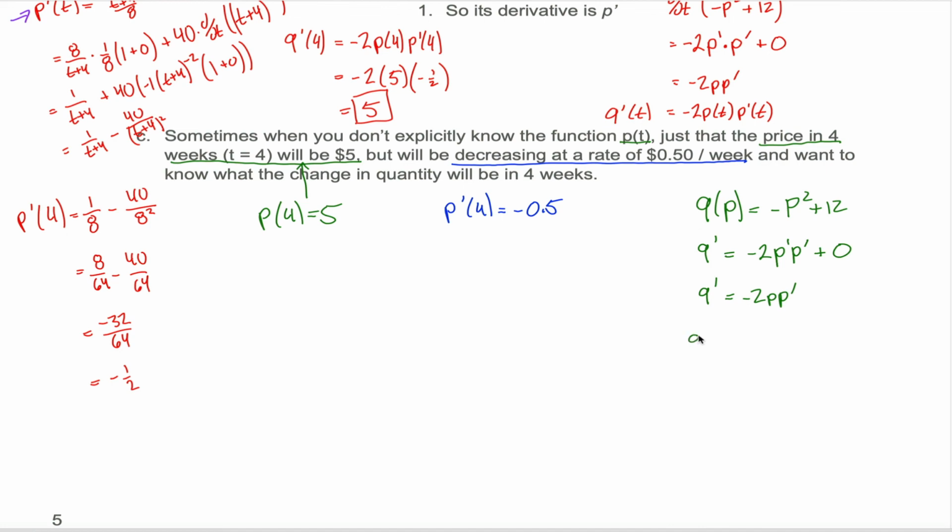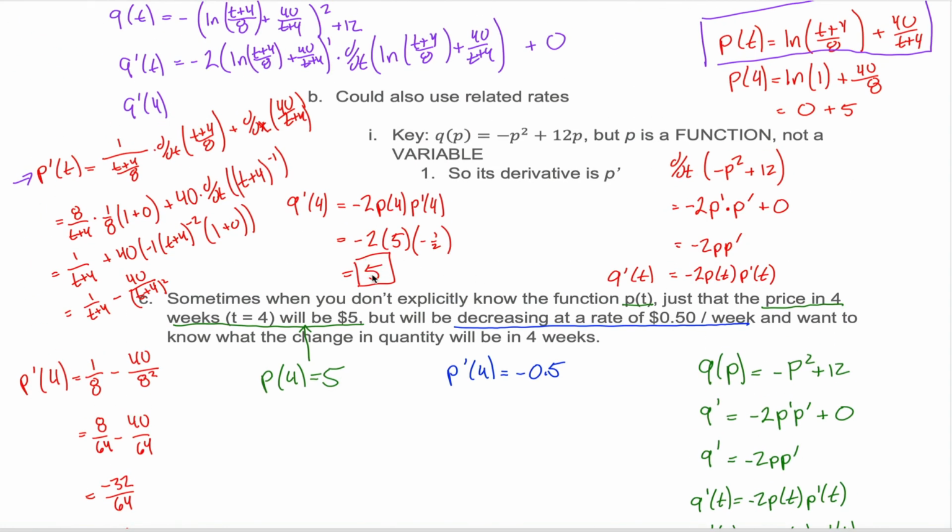If you want to write this with variables, we could say q prime of t is equal to negative 2p of t times p prime of t. So if I want to know q prime of 4, the rate at which quantity will be changing in 4 weeks, it's negative 2p of 4 times p prime of 4. Fortunately, we know p of 4 and p prime of 4. That's what was given to us up here. So my answer would be negative 2 times 5 times negative 0.5. Negative times a negative is a positive. 2 times 1/2 is just 1. So I get positive 5, the same answer that I got up here.